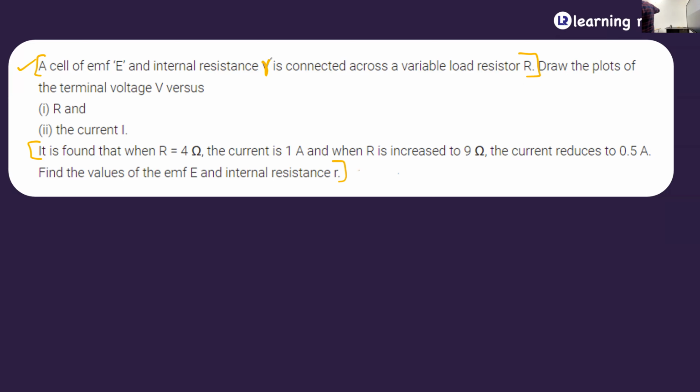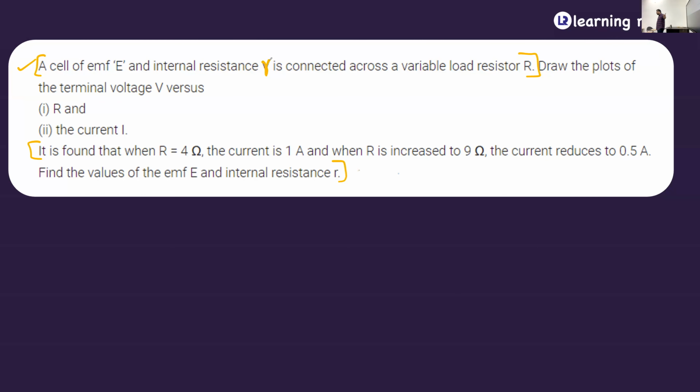Why would it be 13? What word should they have given? If they had said "increased by", it would have been 13. So read it carefully. Increased to 9 means the final value is 9. So when the value of capital R is 9, the current reduces. Obviously, when the resistance increases, the current is going to decrease. It has decreased to 0.5.